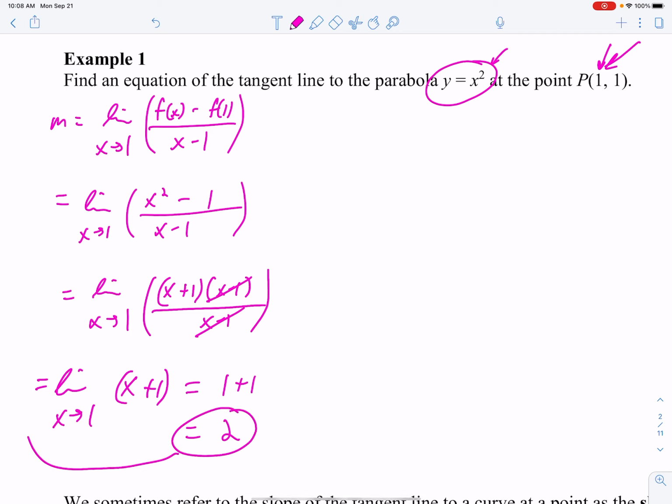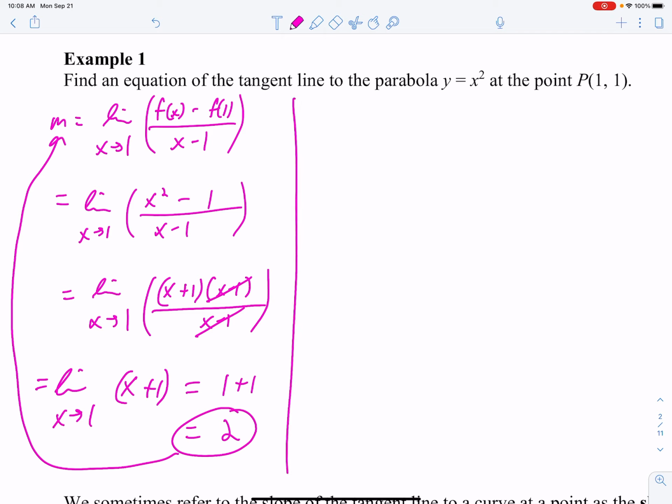So in other words, and don't forget what we were really finding here, this is the slope of the tangent line on the curve y equals x squared at the point (1, 1). Okay, so we have our slope and we have the point (1, 1). So now we can just simply plug in, right? So here we go. And again, you can use y equals mx plus b. You can use the point slope formula. It's up to you.